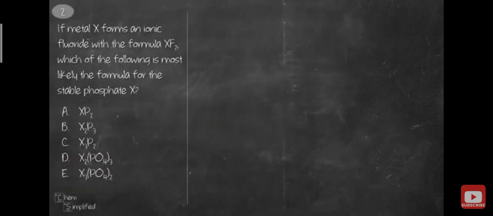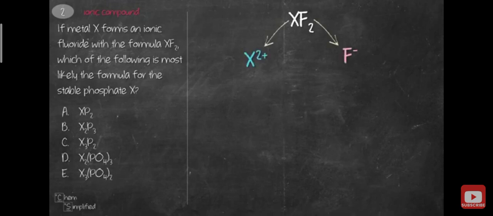This is a question involving ionic formula. We're given the formula XF2 and we can reverse engineer to figure out the charges of the ions involved. So XF2 came from X2+ and F-. So the charge on metal X is 2+.